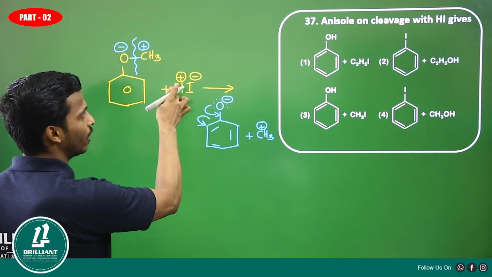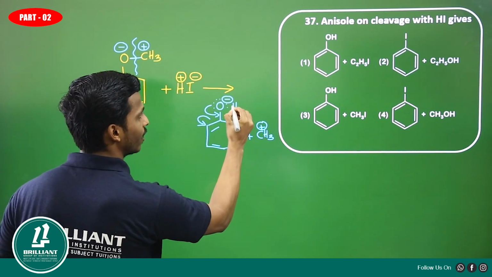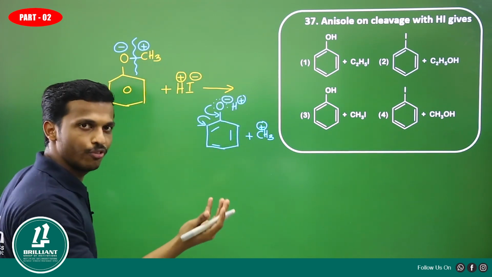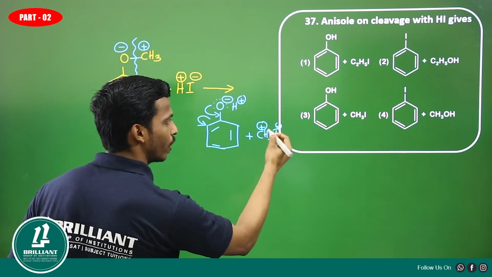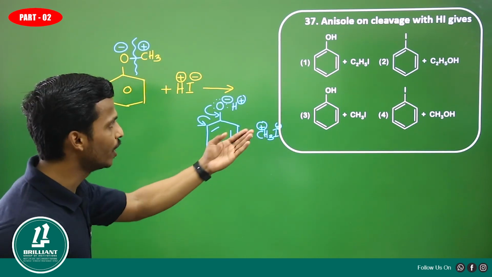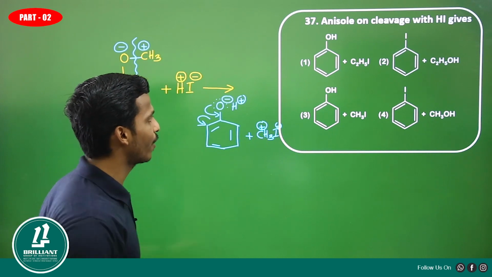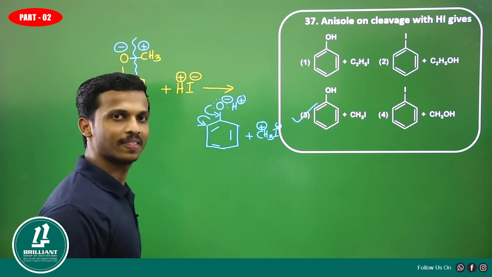To this negative, what will attack, student? H plus will attack, right? So what is the compound? Phenol. To the CH3 plus, what will attack? I minus can attack. So what is the product? CH3I. Where is your product? Phenol and methyl iodide. Yes, the answer is the third one.